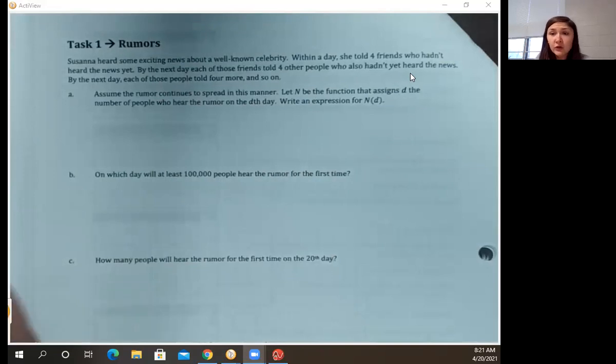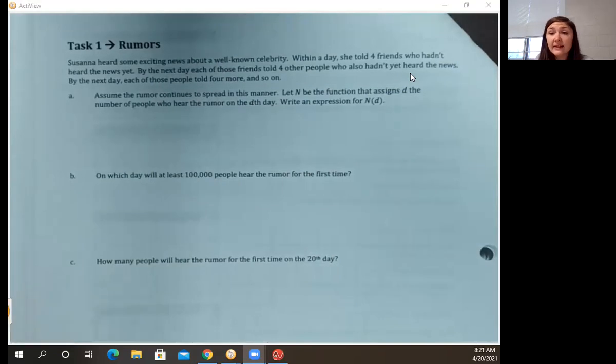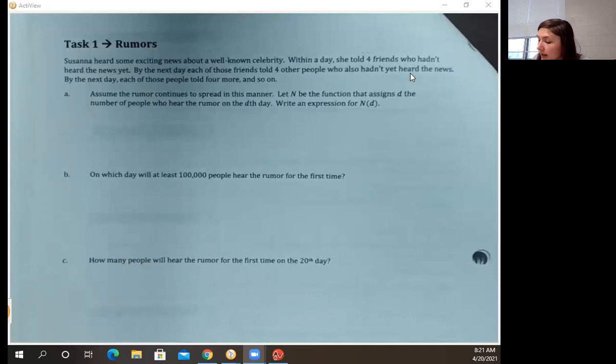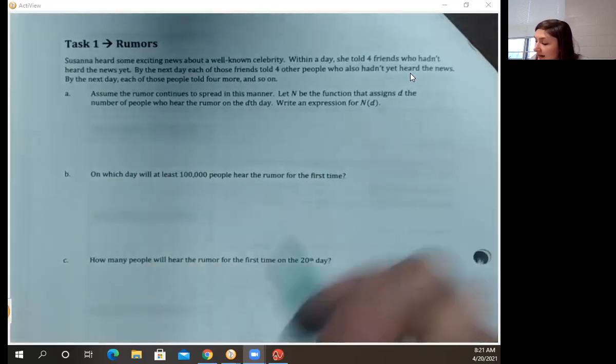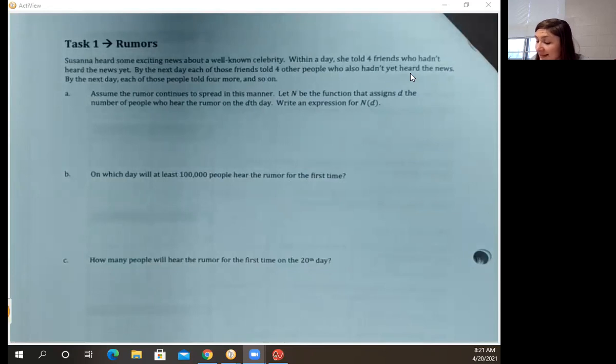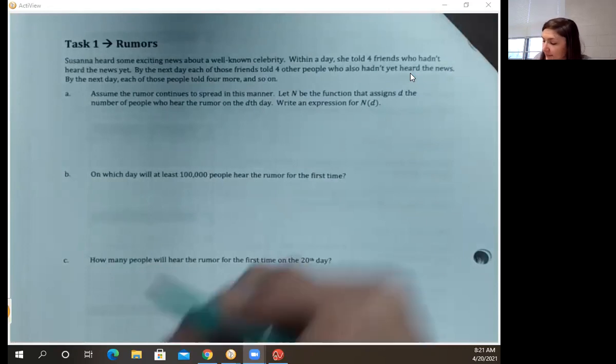So you learn the news, you tell 4 people, and then the next day, everybody who's learned the news tells 4 people, and the next day, everybody who's just learned the news tells 4 people. And that's sort of our pattern that happens here. So assume the rumor continues to spread in this manner. Let n be the function that assigns d the number of people who heard the rumor on the dth day. Write an expression for n of d.